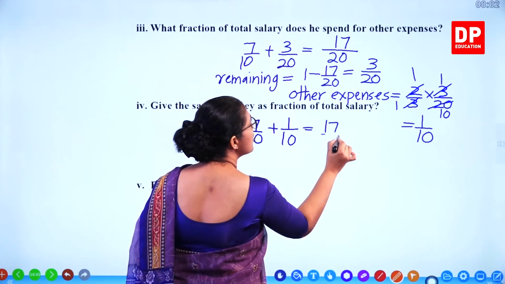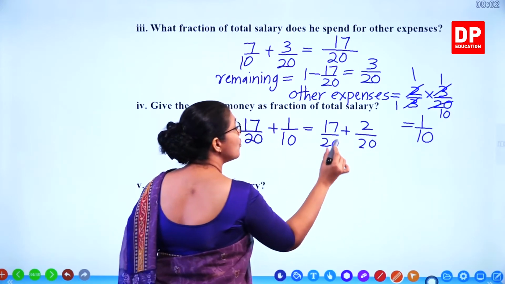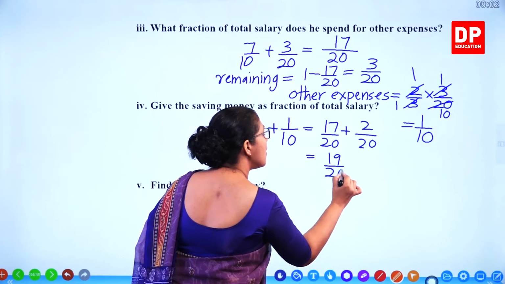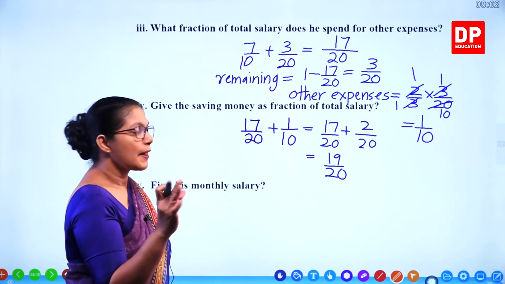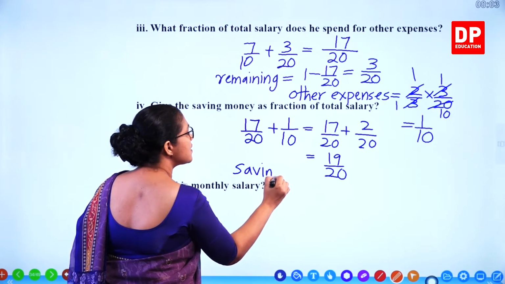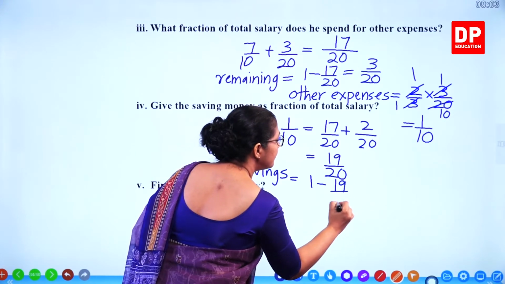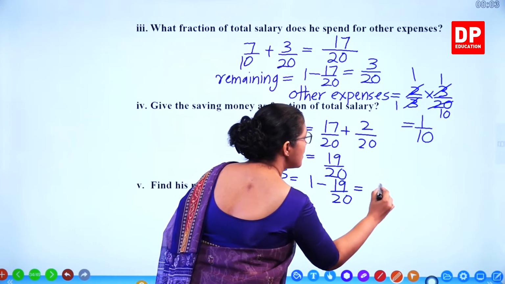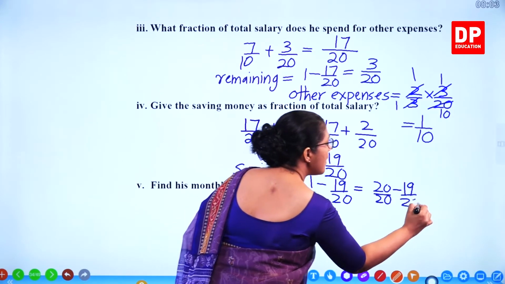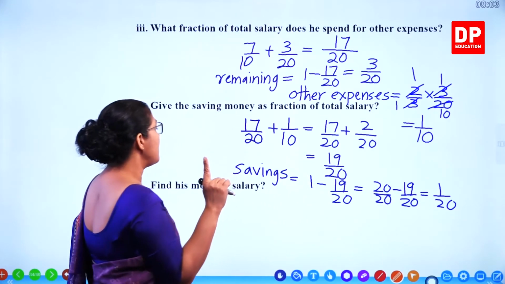We'll check it again. The total 17/20 and 1/10. So 17/20 plus, convert to 20, that's 2. You get 19/20 already used. So what is the saving amount? Savings is 1 minus that. So 20/20 minus 19/20, that's 1/20. So that's the savings amount.